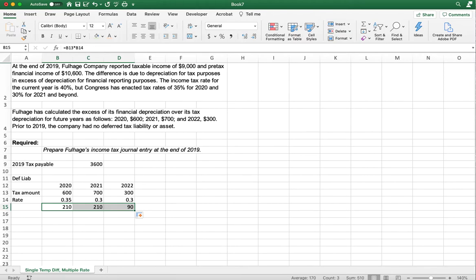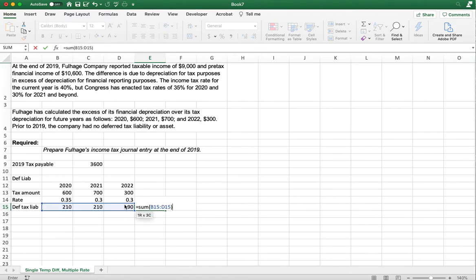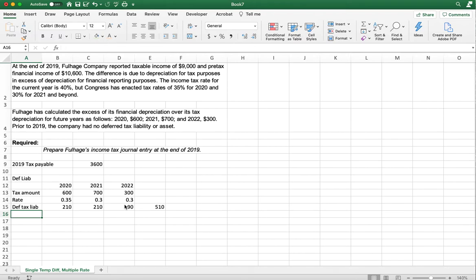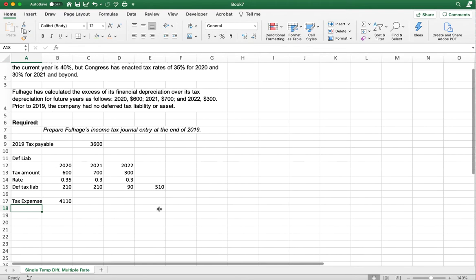And so now we've broken down the deferred tax liability by year. And we can do a sum to add those together to calculate our total deferred tax liability at this point of $510. So as of today, we have tax payable of $3,600, but we're going to have tax expense equal to the sum of that $3,600 plus the deferred liability. And then obviously this $510 is our deferred tax liability.